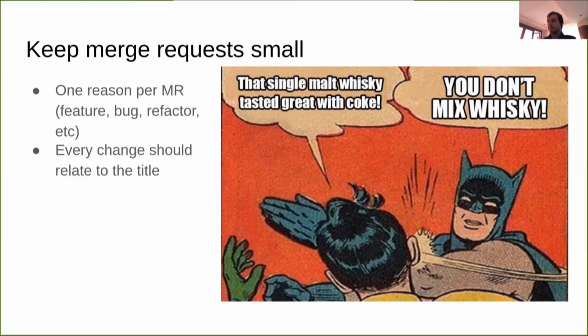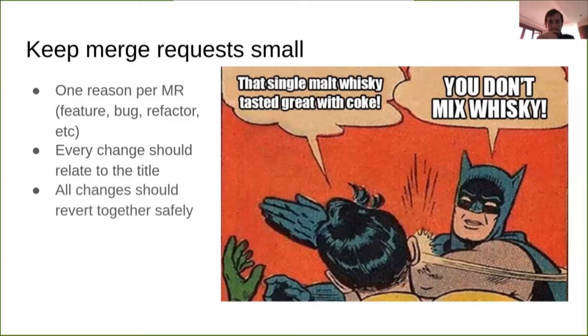Every change in a pull request should relate to the pull request title or the topic of the pull request. If it doesn't, then you probably should have two pull requests. And this is another important one. All changes should revert together safely. And this is one reason to keep your features and your bugs in separate pull requests. And your other refactoring, maybe you're changing the indentation or something, putting those in a separate pull request makes a revert much simpler if it's needed. Of course, we hope that they're rarely needed.